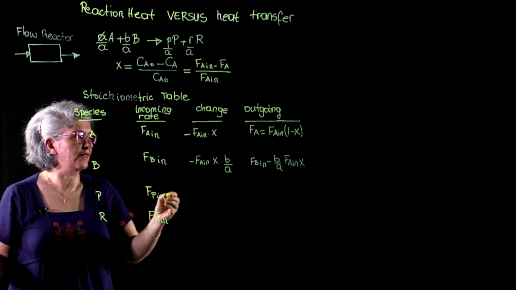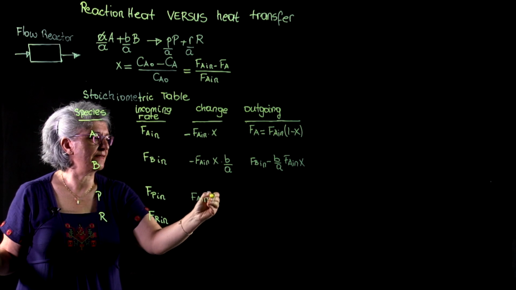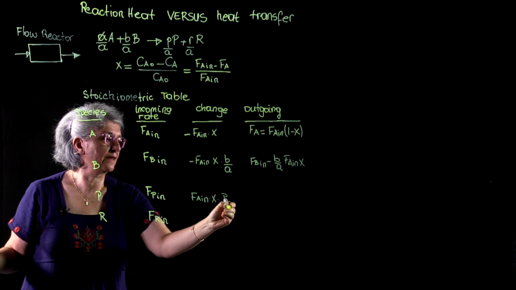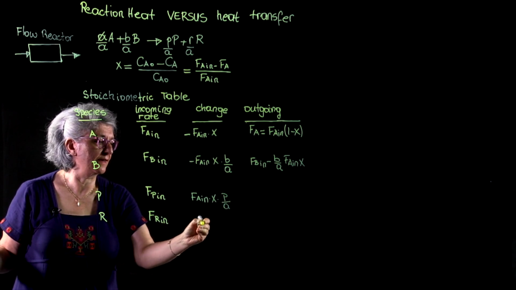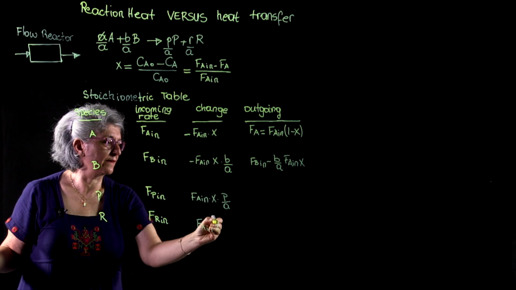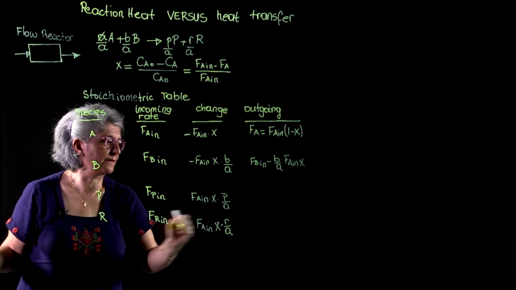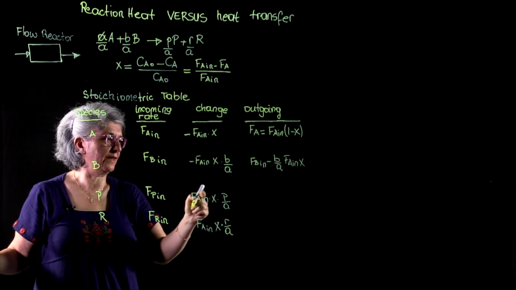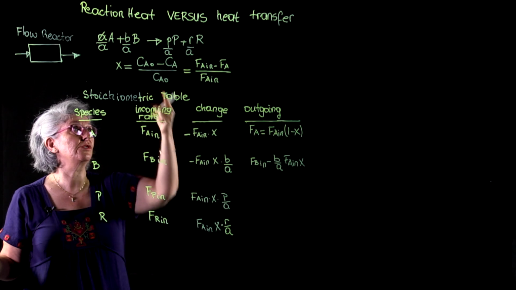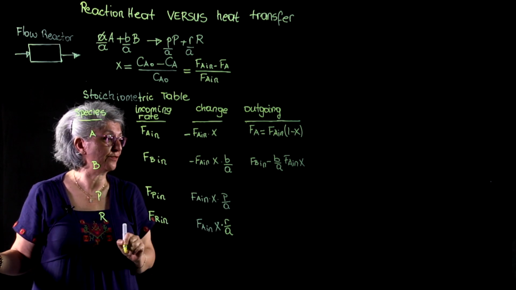With the same logic, we have FA in times X times this time P over A, and FA in X times R over A. Similarly, remember, just notice that I didn't put a minus sign because these are being consumed, they're depleted, and these are being produced, so they don't have to have a minus sign.